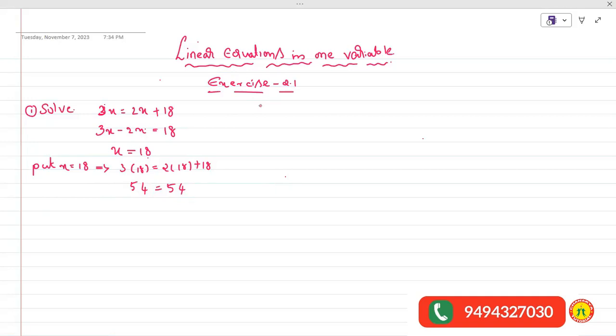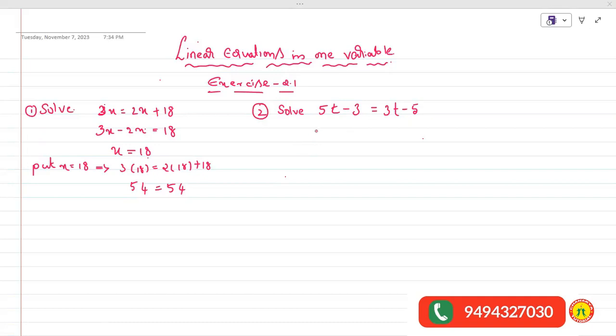And next, this second question is for Harikarthik. Harikarthik, be ready. 5t minus 3 equals 3t minus 5. Tell me, Harikarthik. So the answer is negative 1? Yes, very good. How are we getting negative 1?